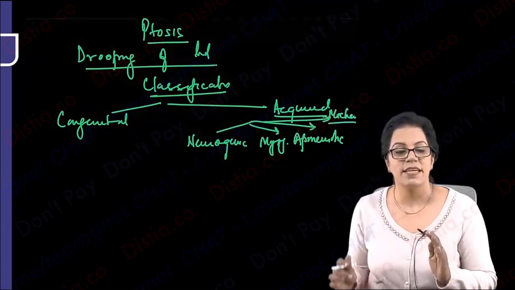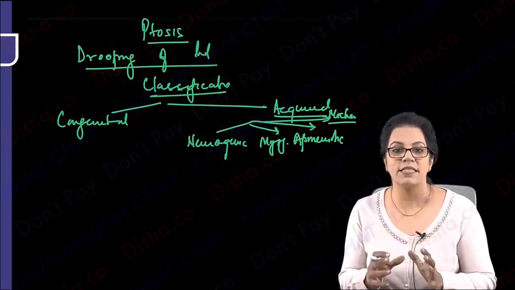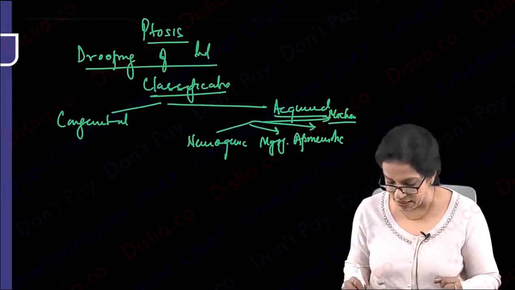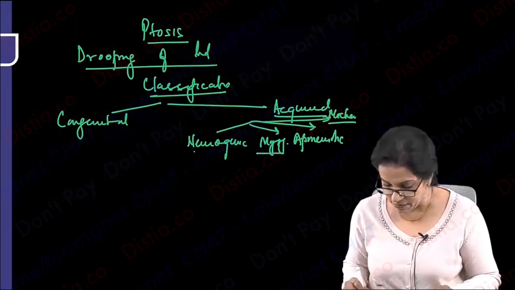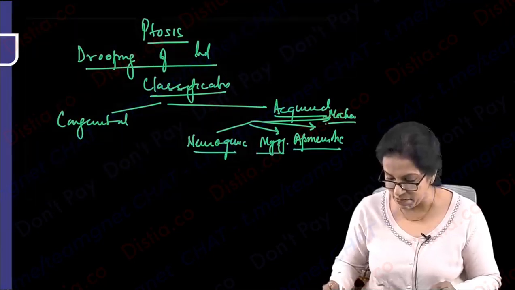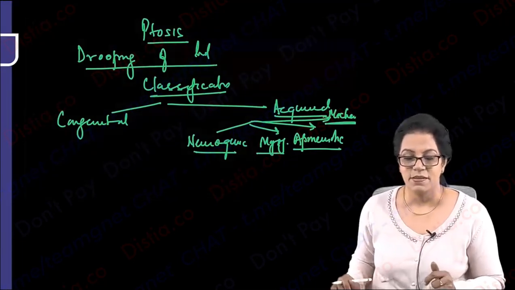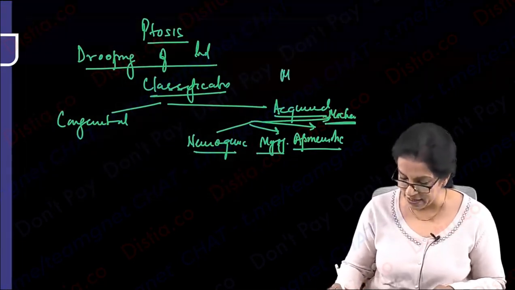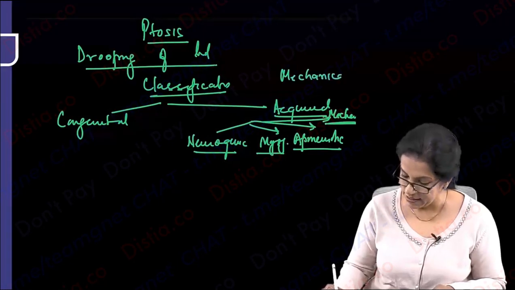Okay, so I again repeat. Classification: it can be congenital and acquired. Acquired can be neurogenic, myogenic (muscle problem), aponeurotic and mechanical. The last one I have written here is mechanical.